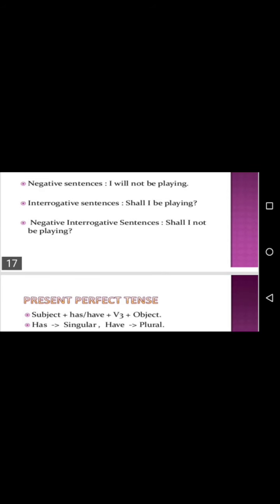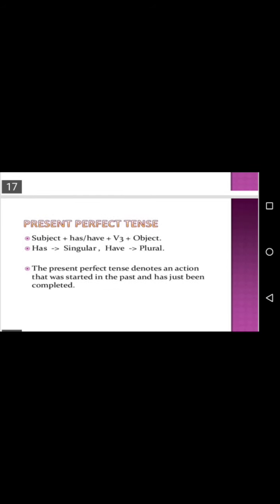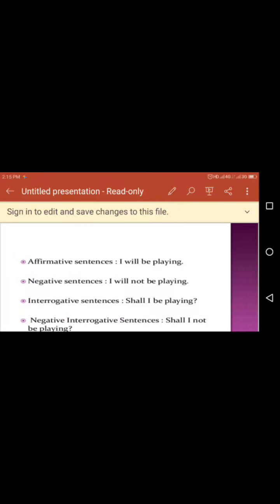Now till this point, we have already done these tenses in class 4 also. This was the repetition we have done, revision we have done.